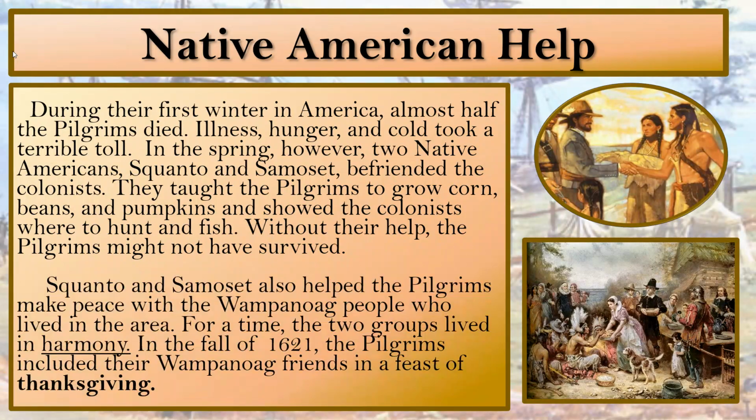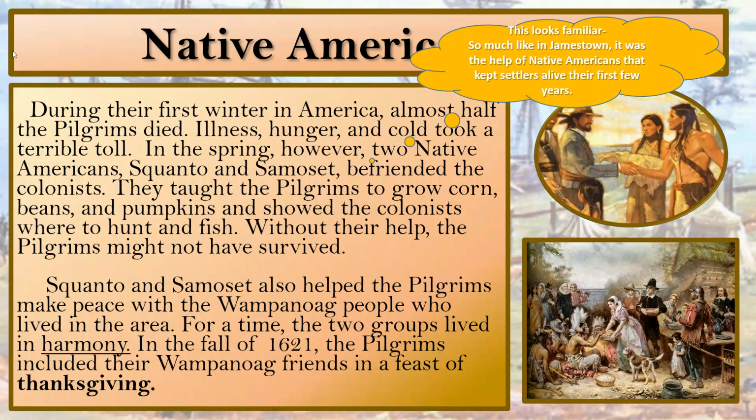Squanto and Samoset also helped the Pilgrims make peace with the Wampanoag people, who lived in the area. For a time, the two groups lived in harmony. In the fall of 1621, the Pilgrims included the Wampanoag friends in a feast of Thanksgiving.